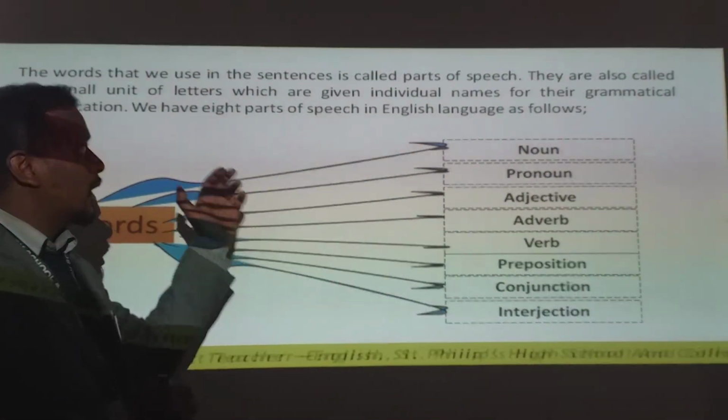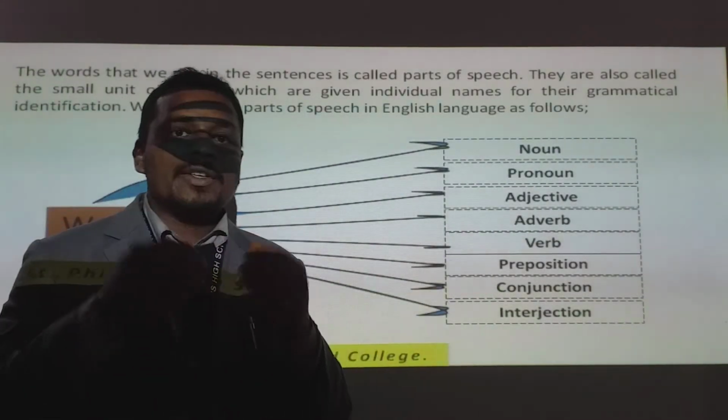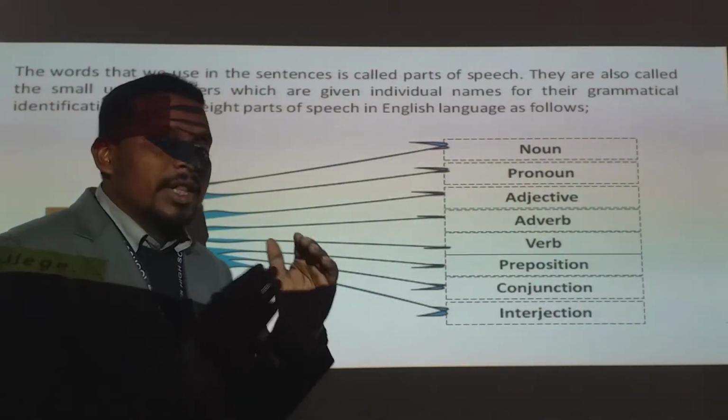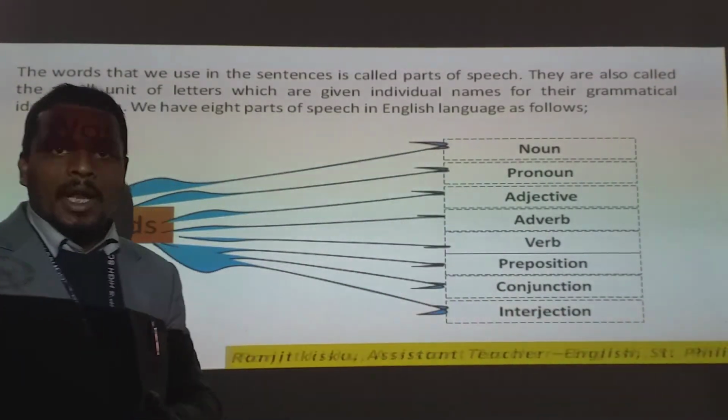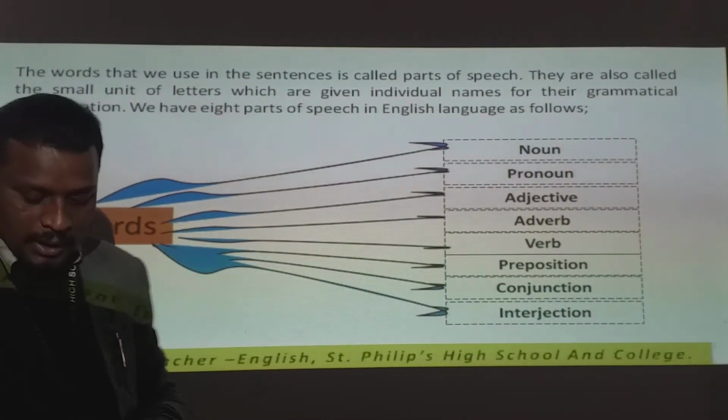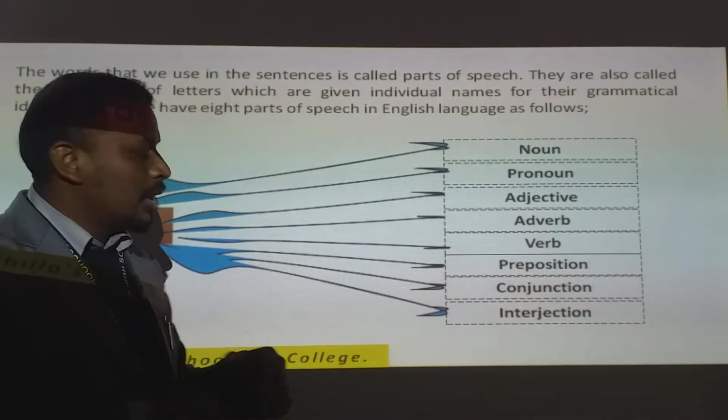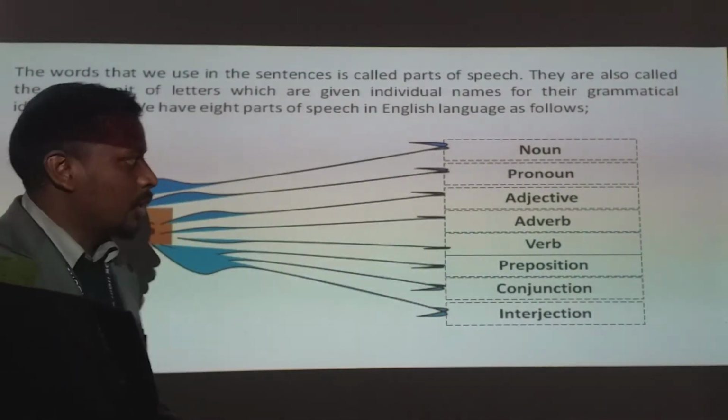So, learners, these words have 8 names when we use them in sentences. So these are the 8 names of the words. Let's go ahead and see some examples one by one.